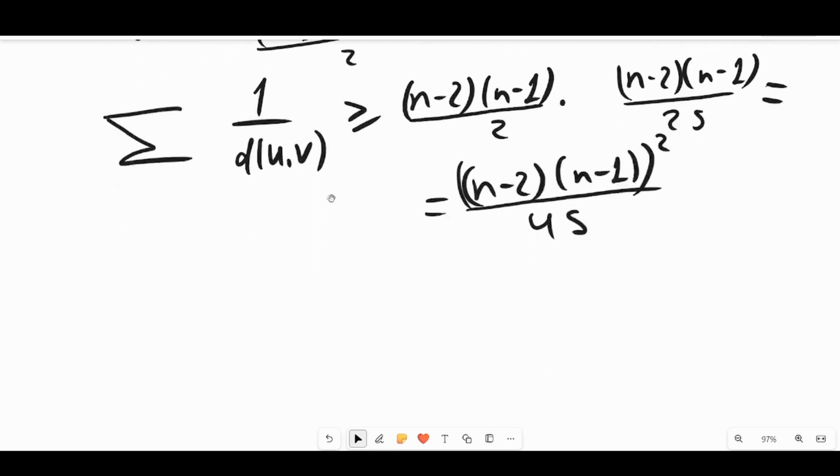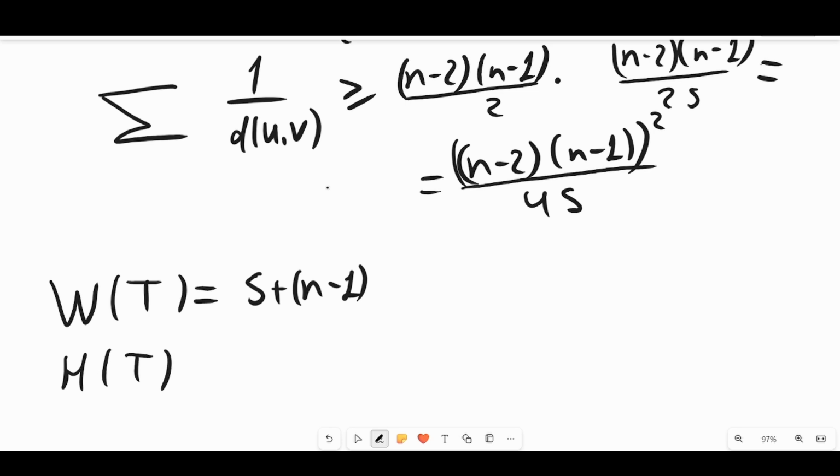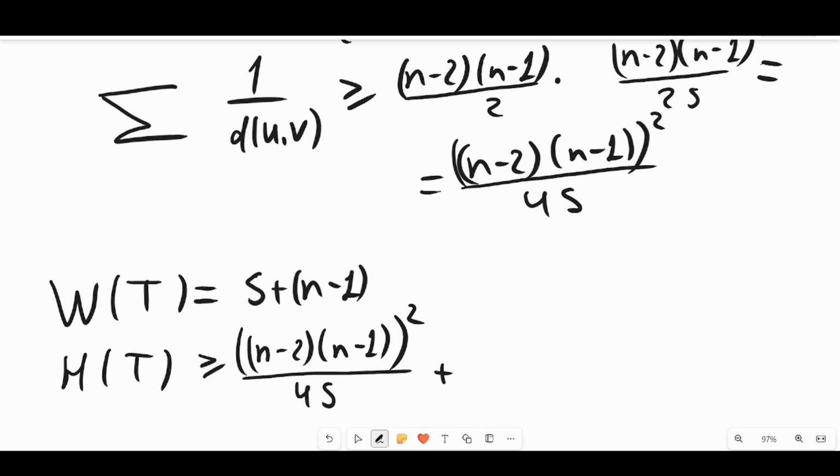And now what can we see in our problem? What was W of t? This was the sum of the distances, so this would be S plus n minus 1, because S was only the sum of the distances. This distance was greater or equal to 2. And what can we say about the H of t? H of t must be greater or equal to (n minus 2) times (n minus 1) squared over 4 times S, then plus n minus 1.